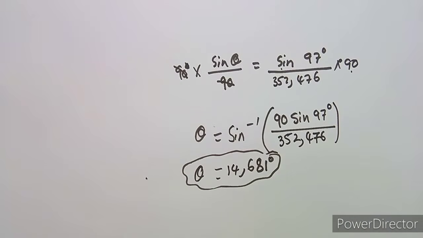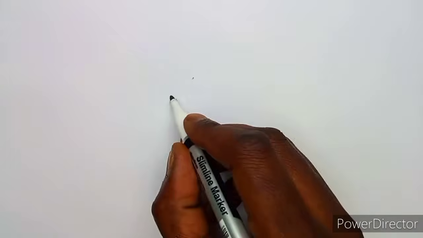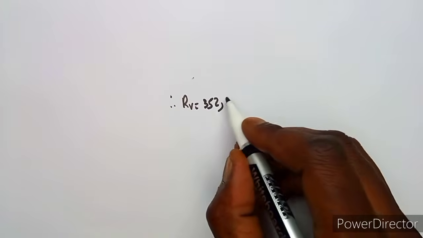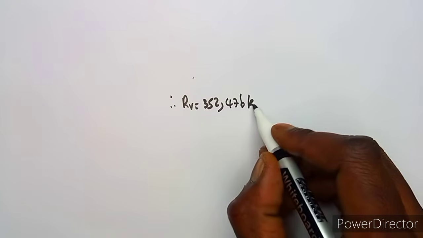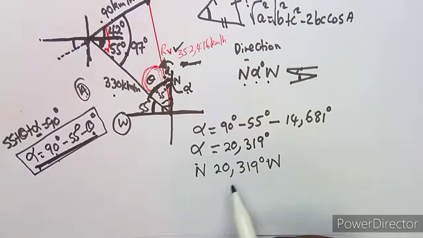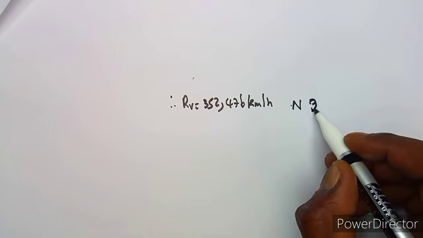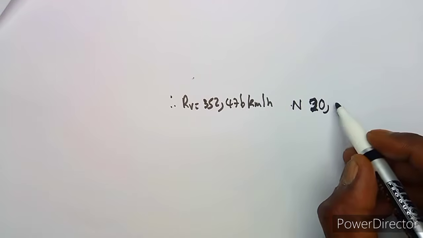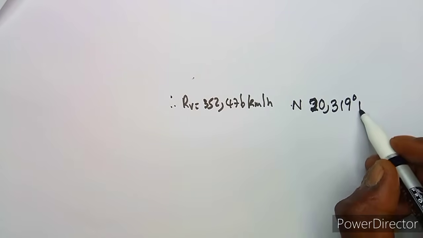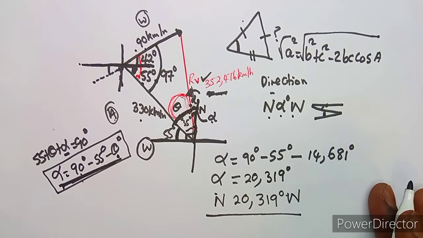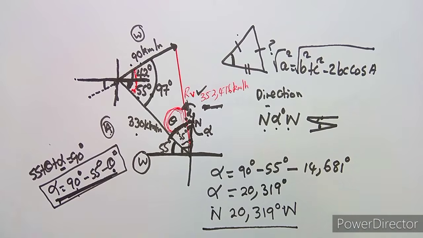So definitely, therefore, our resultant, guys, you can just conclude everything to say that our resultant velocity is the one that we obtained, this one of 352,476 in kilometers per hour. Then the direction is north 20, this is 20, not 30, 20,319 degrees going to the west. So that is what we are going to have now in conclusion of what we have just calculated everything.